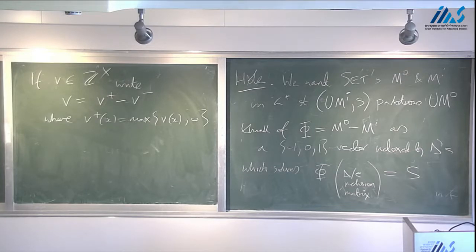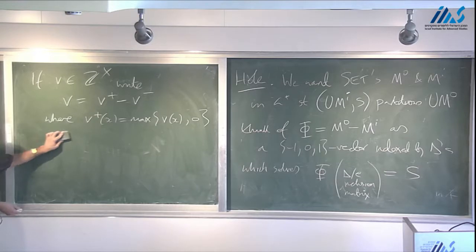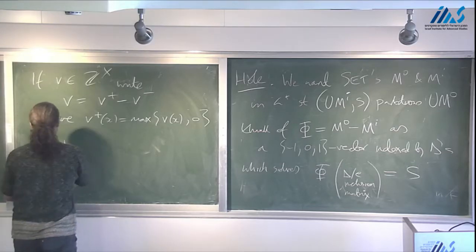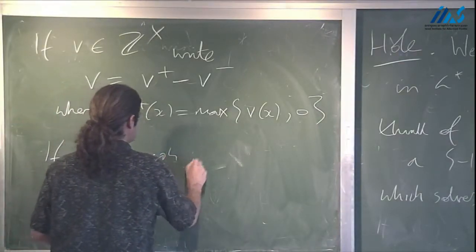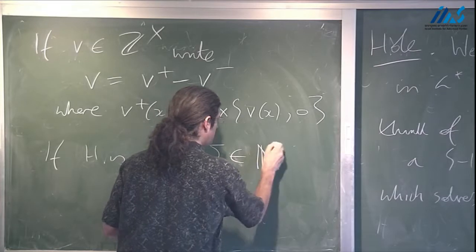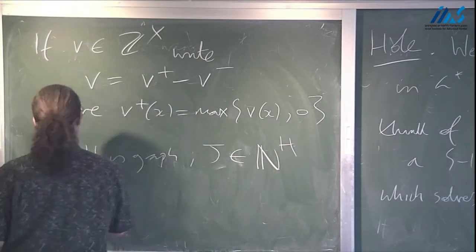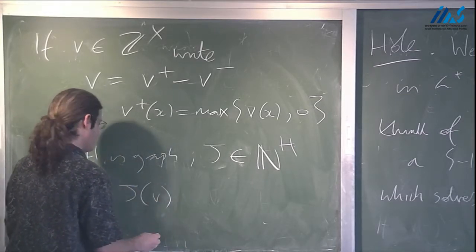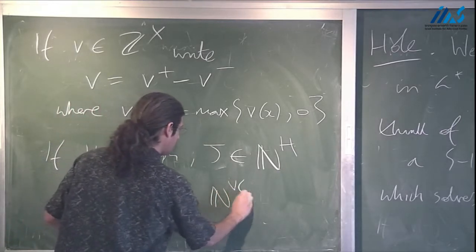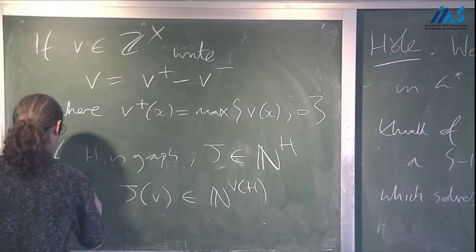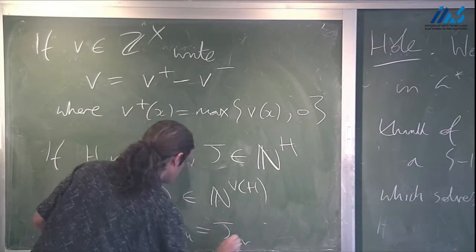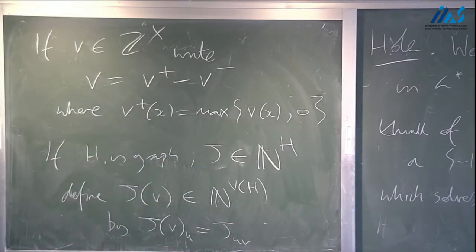What else am I going to do? I'm going to form neighborhoods of multisets and int sets in a similar way to how I form neighborhoods of graphs. So if H is a graph, and J is, let's say, a multiset in H, we define J_V, which is in N to the V's neighborhood in H, by J_V of U is J of UV. Okay, so just extending that.